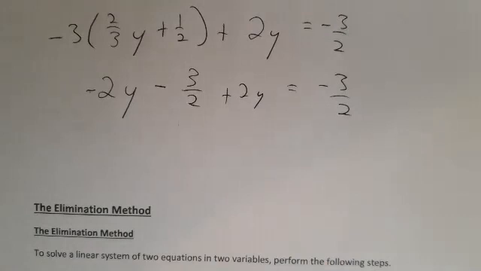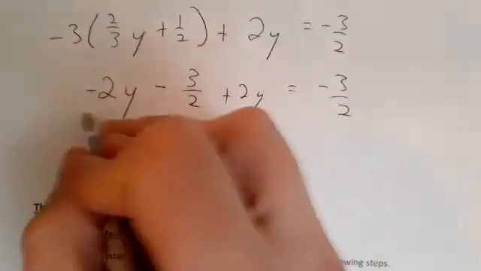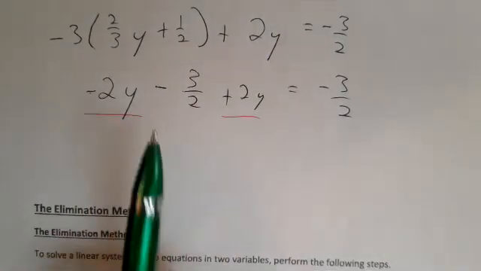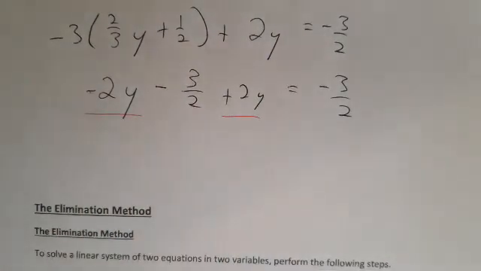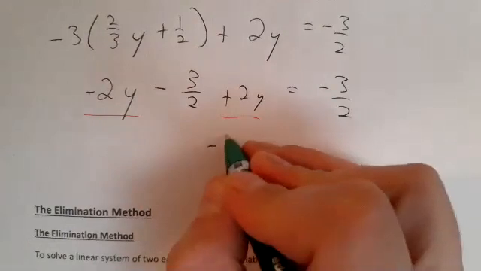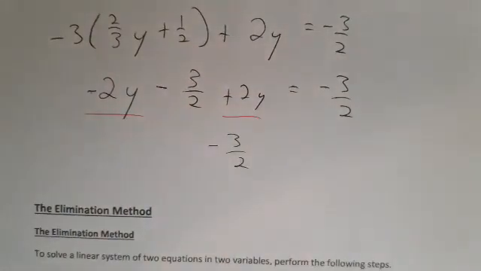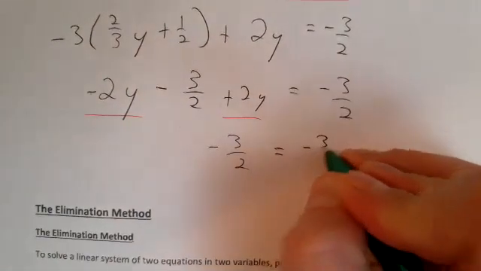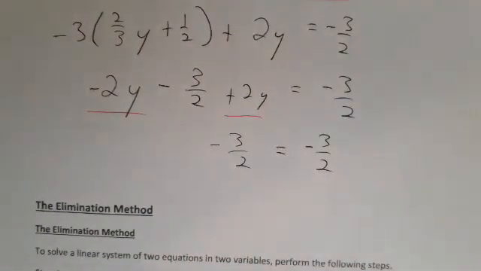You might notice we're getting a minus 2y and a plus 2y. I want you to be careful. Some people try to do weird things that aren't math. This is going to be nothing. And 0 and a minus 3/2. That is a minus 3/2 on that side. On this side, it is a minus 3/2. And so we're getting this sort of thing.